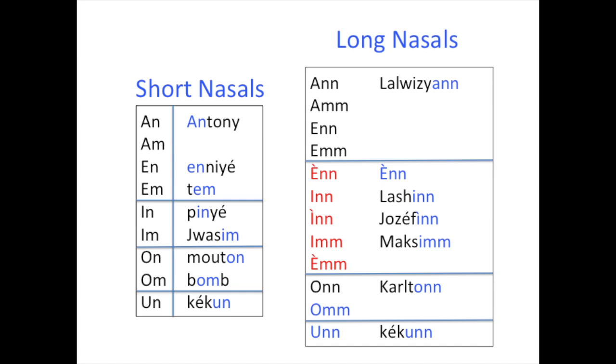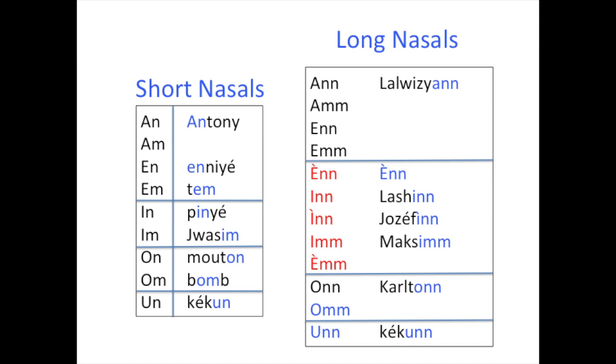Sometimes we have a word that has a short nasal, and the exact same word we elongate. And so we get it in both the short nasal and the long nasal. Okay, let's begin on the left-hand side, short nasals, "on". There are four different spellings for "on": A-N, A-M, E-N, E-M. They all make the same sound, more or less.